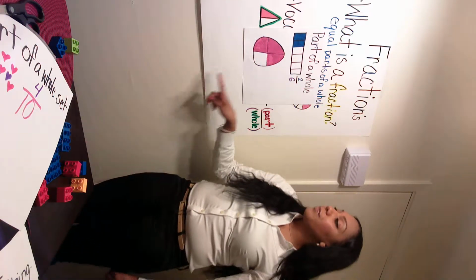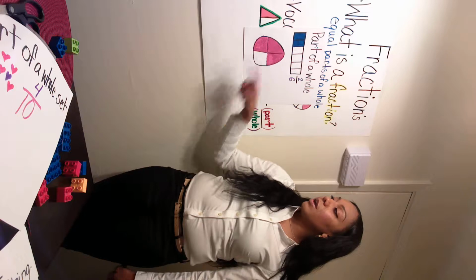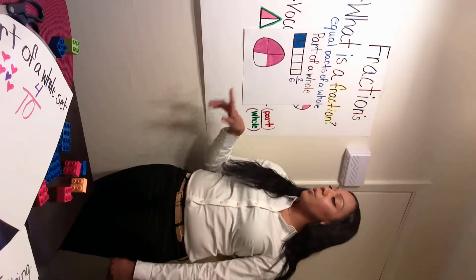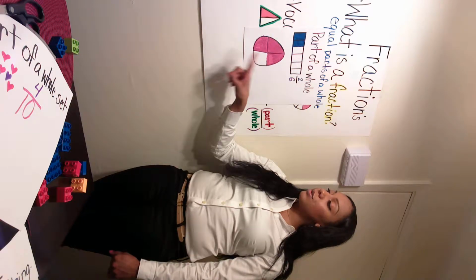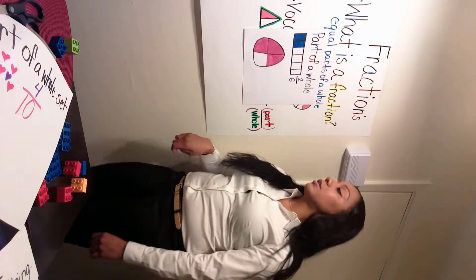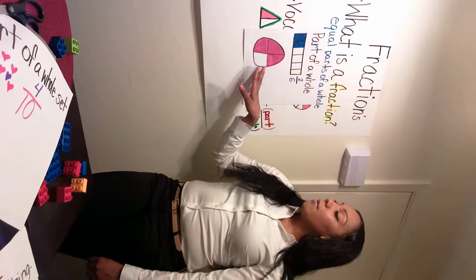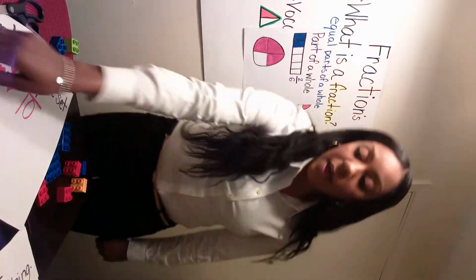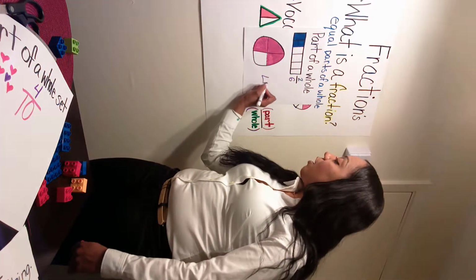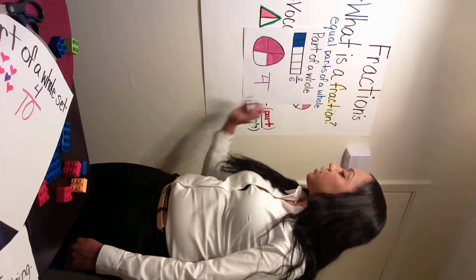So now I have another circle over here. Let's see how many parts we have. Can everyone count along with me? 1, 2, 3, 4. 4 parts. So 4 would go at the bottom. I have 4 whole parts.